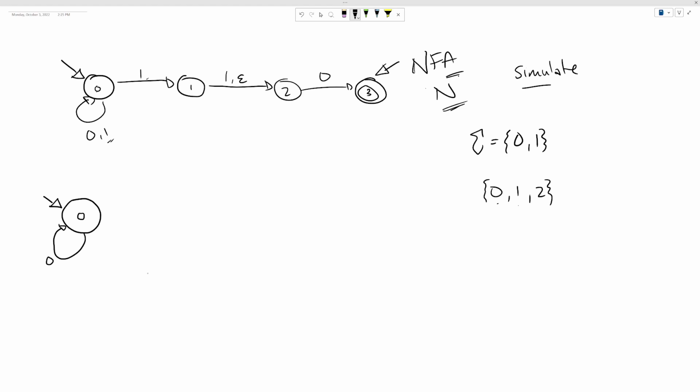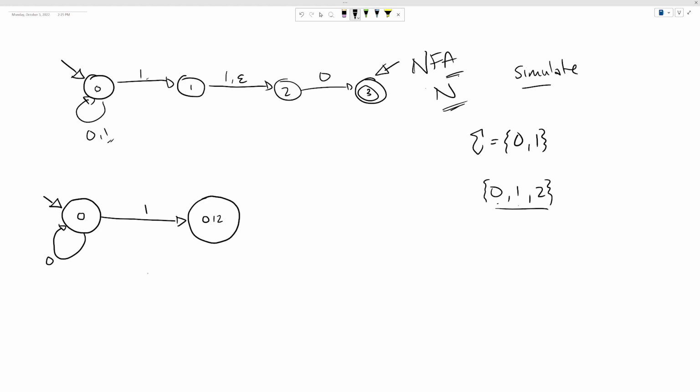So I'm going to make a new state over here. I'm going to call it 0, 1, 2. It's going to represent this set. And if I get a 1, I'm now technically in 3 states at the same time: 0, 1, and 2.